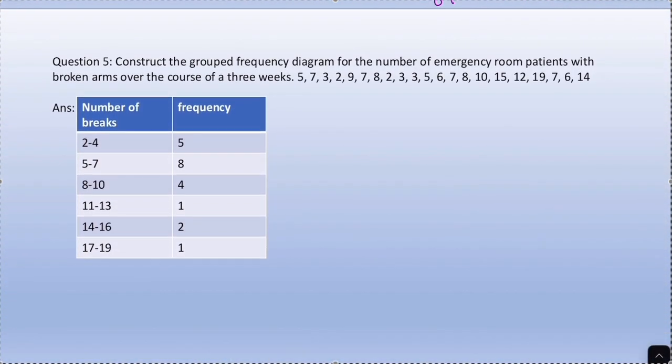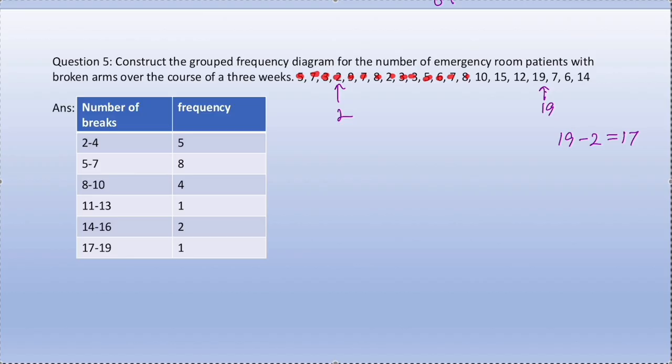Now, this one, we want to create a grouped frequency diagram. When we create a grouped frequency diagram, we need to know what is our lowest, what is our highest, and what's a good breakdown of those things. You usually want to have, in this case, from 2 to 19, we have a gap of 17. And so you want to probably have a minimum of 5, maybe 6 categories. If you think about 6 times 3 is 18, so that's a good one.